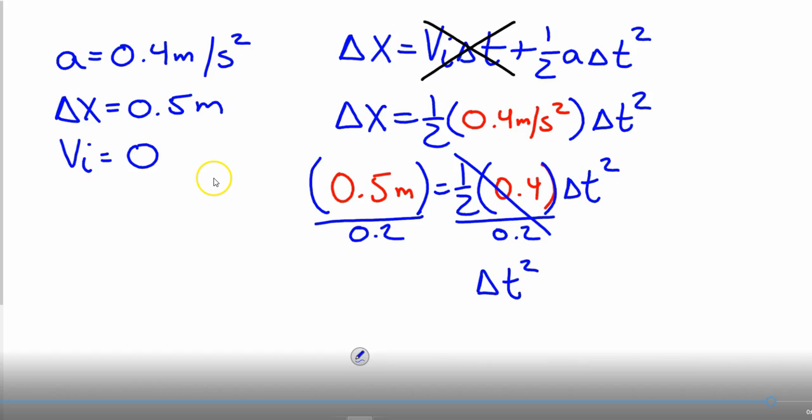So we find that the time squared is equal to 2.5 seconds squared. When we take the square root, we find that the time it takes for one of the teams to win the tug of war is 1.58 seconds.